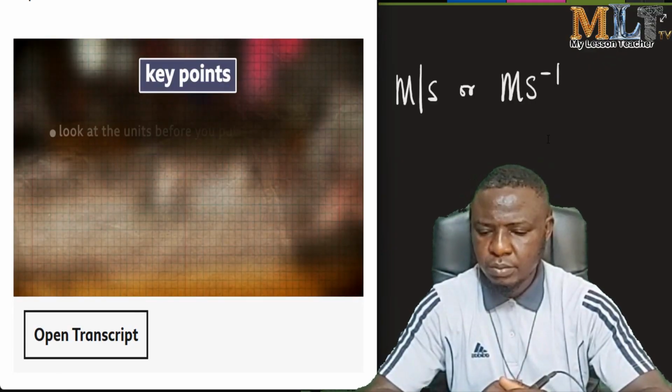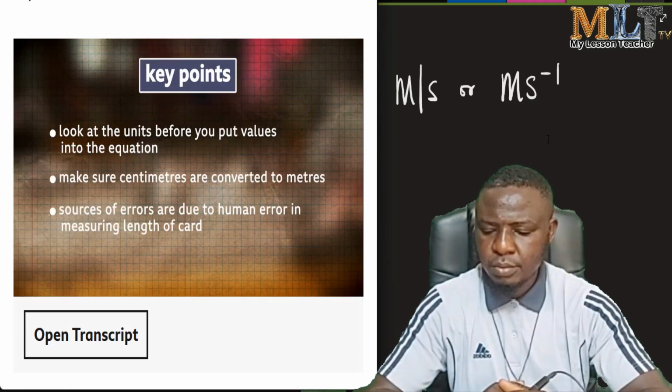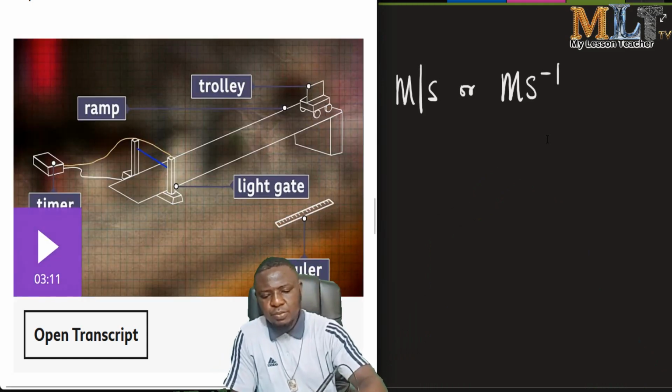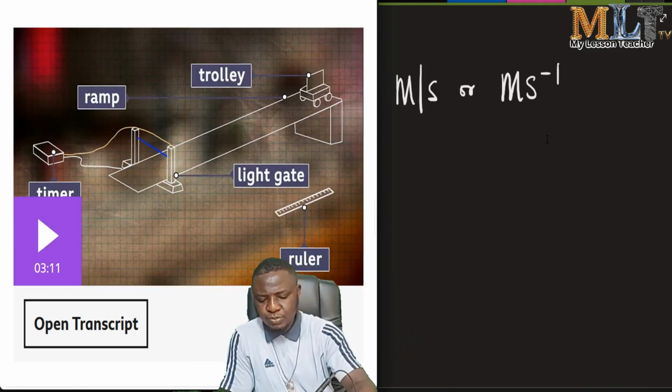Key points. Remember, always look at the units before you put values into the equation. Make sure centimeters are converted into meters. Sources of errors in this experiment are due to human error in measuring the length of the card. So that is a simple experiment to show you how to calculate the speed.